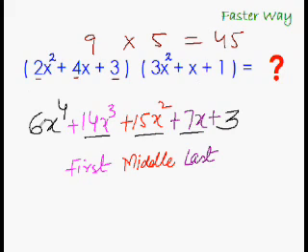So, if the coefficients of our answer add up to 45, then our answer is absolutely correct. 6 plus 14 is 20, 20 plus 15 is 35, 35 plus 7 is 42, 42 plus 3 is, right, 45. See? It's absolutely correct.